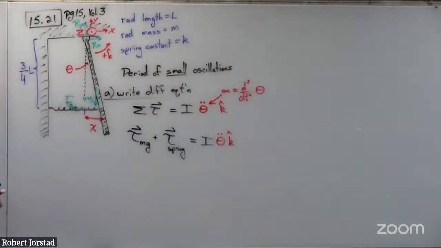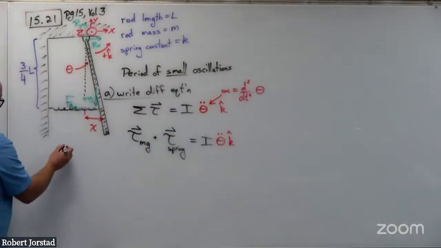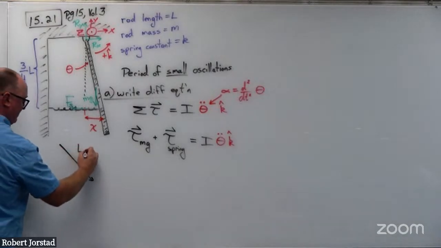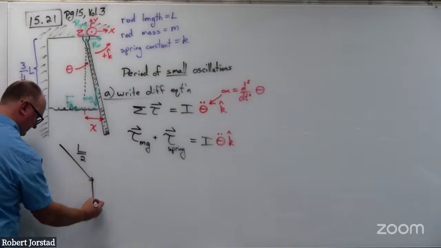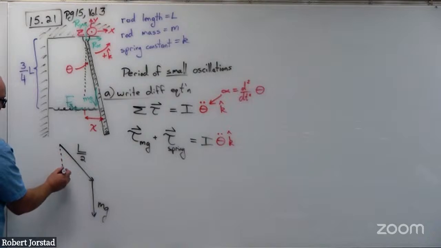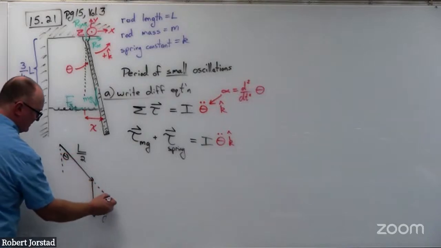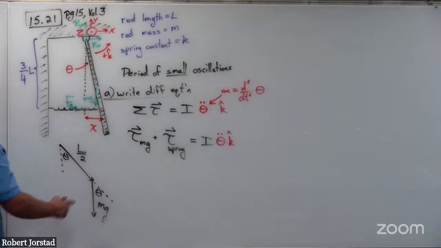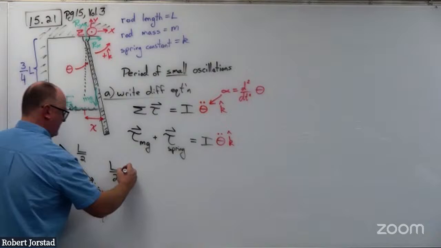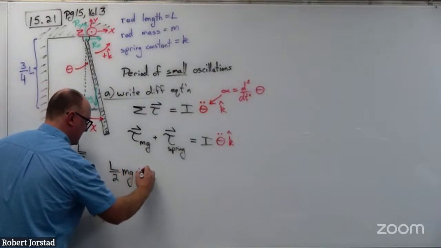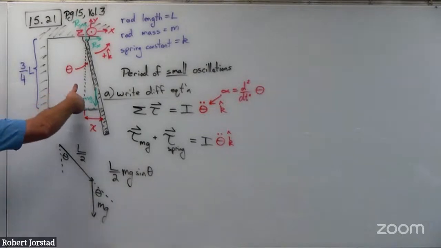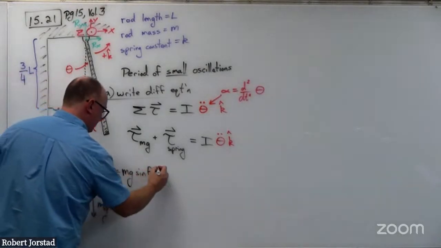All right, let's get the torque due to mg. So in this case, this distance is, I believe, L/2. This force is mg. And then what was the angle? I think this angle was theta. So this angle is theta. So the torque due to mg should be L/2 mg sine of theta. And it's in the negative direction. So it's in the negative k hat.